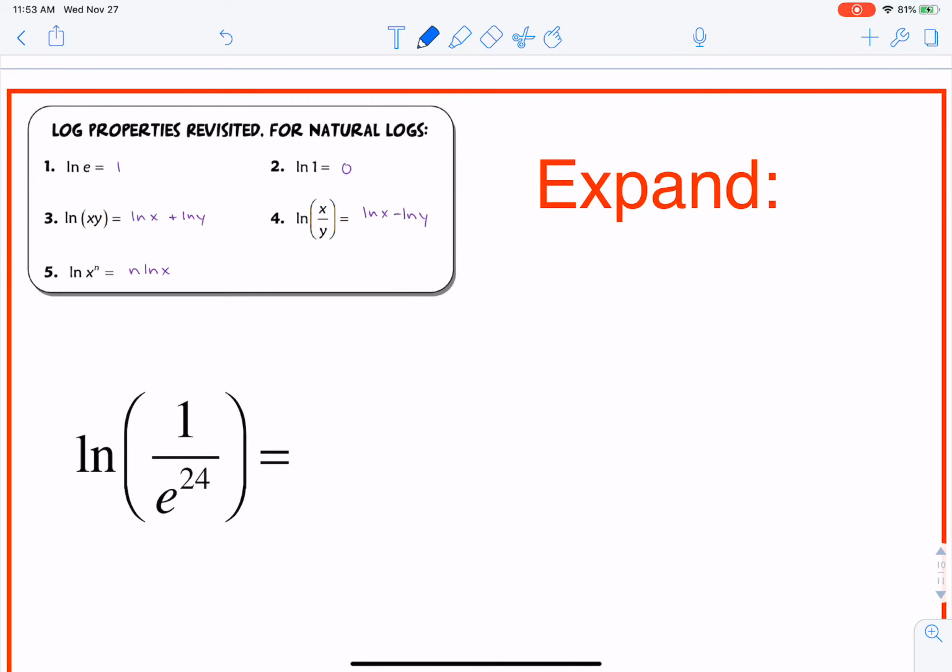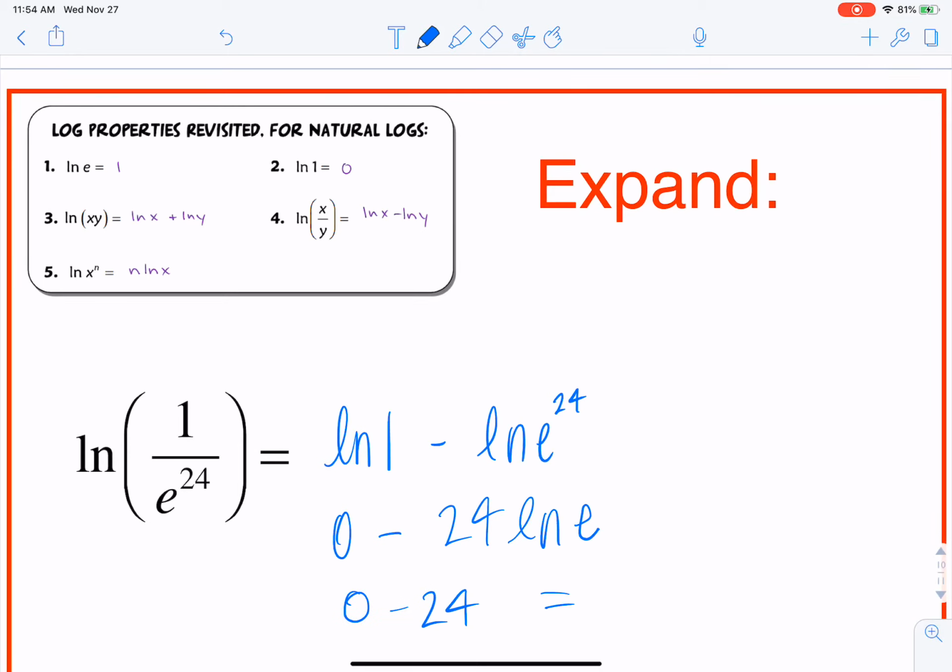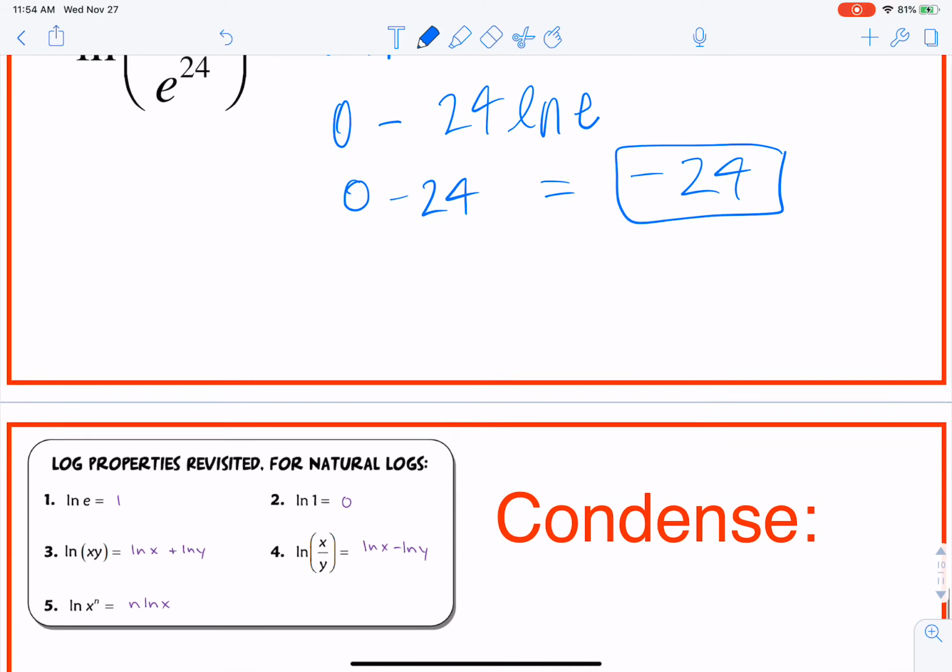So here are just some other examples. This would become the natural log of 1 minus the natural log of e to the 24th power. And I know that the natural log of 1 here is equal to 0 minus, we could call this 24, the natural log of e. And I know that the natural log of e is just equal to 1. So this becomes 0 minus 24, which is negative 24 if I were to simplify this.